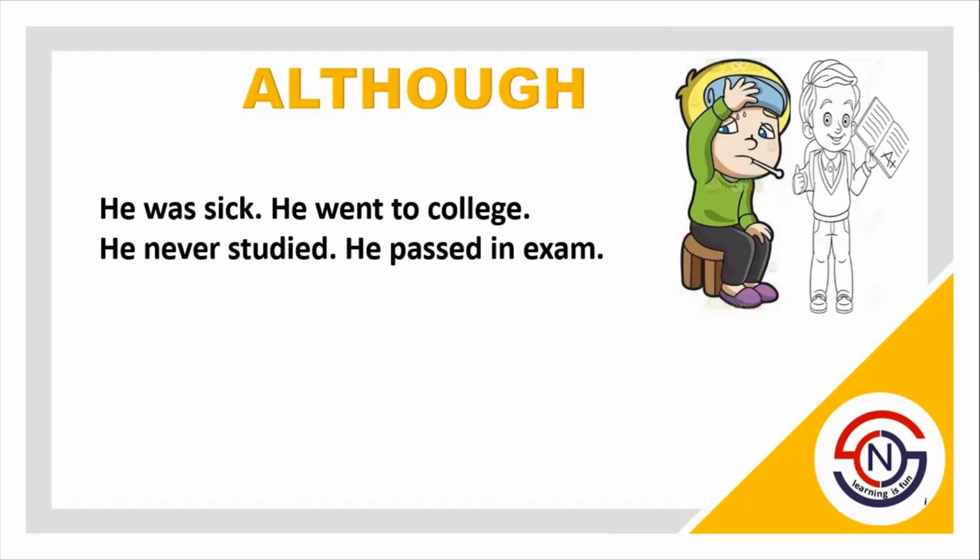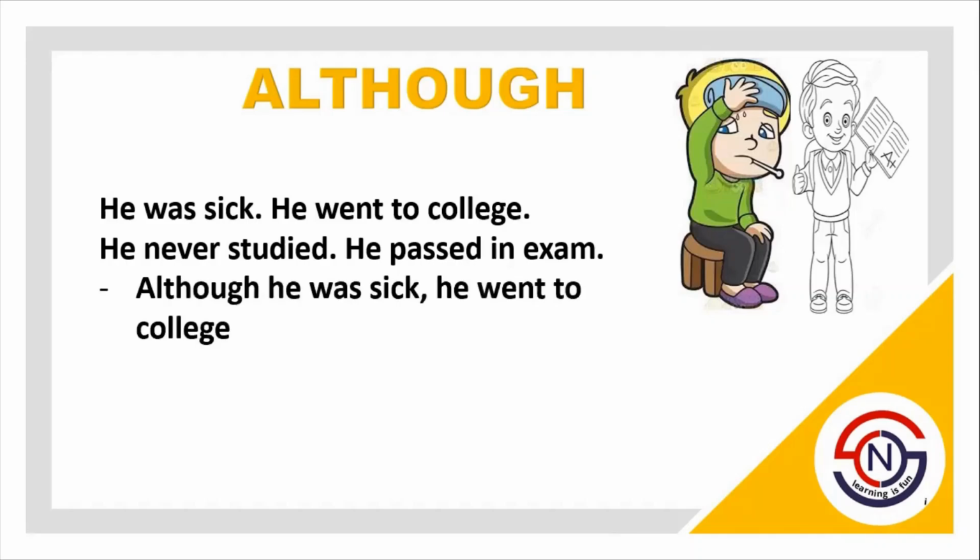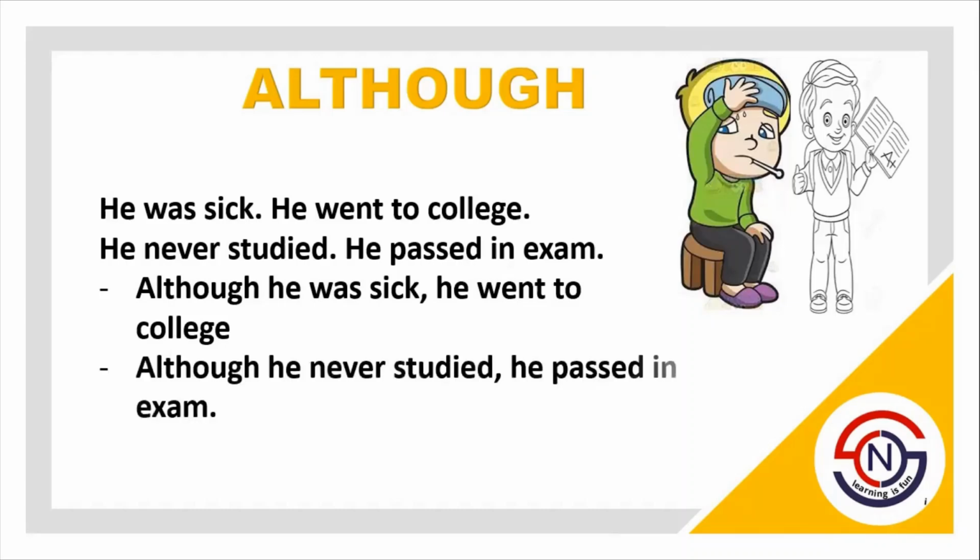So the second sentences, he went to college and he passed the exam, are examples of unexpected events. And the first parts, he was sick and he never studied, are the situation. In such cases, we use although. If we use although and rewrite these sentences, the answer is: although he was sick, he went to college. Similarly, although he never studied, he passed the exam.